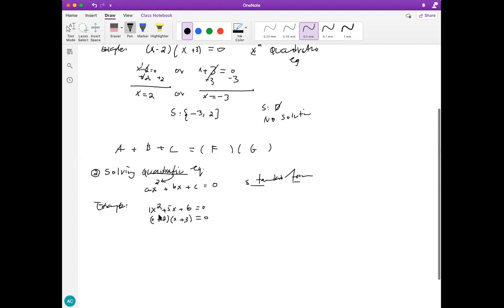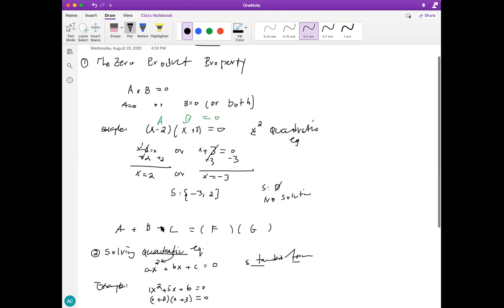Yes, we do. So we have a times b equals 0. What does that mean? If a times b is 0, so we're gonna get -2 and -3. How do you get that? Before that, let's take it step by step.